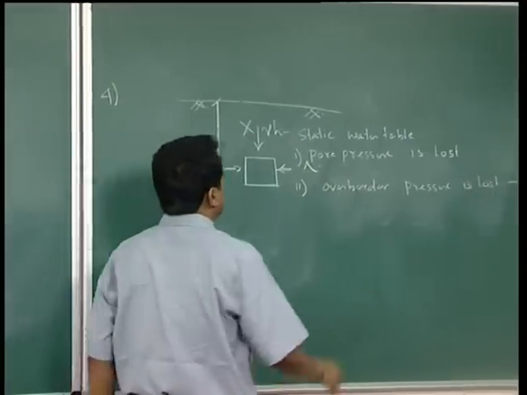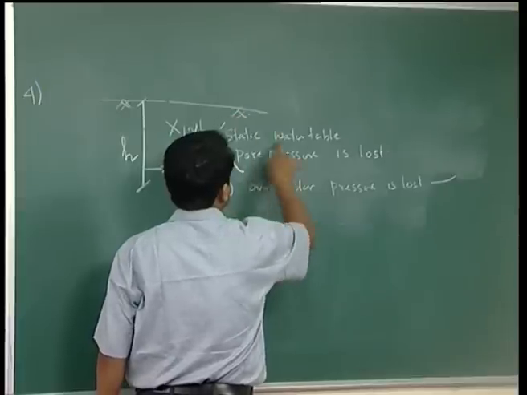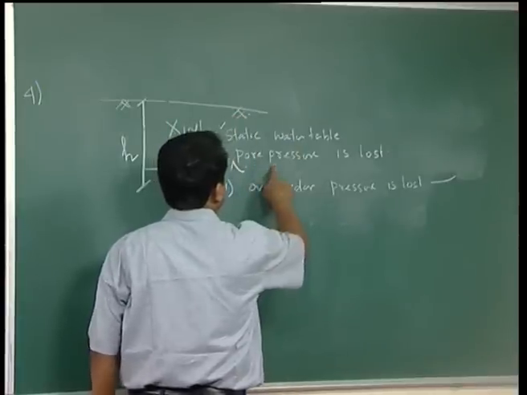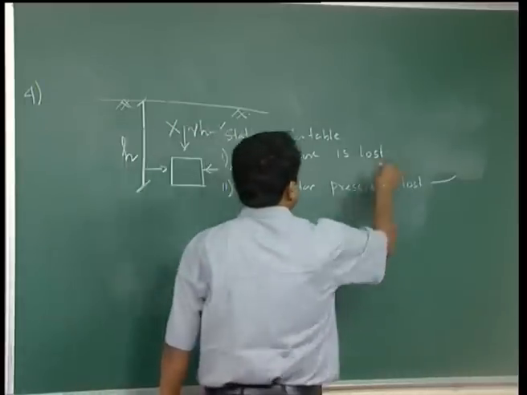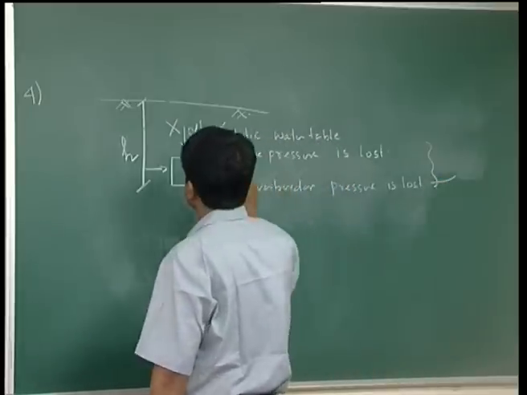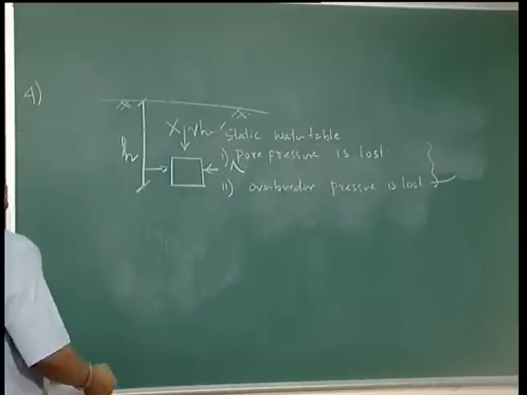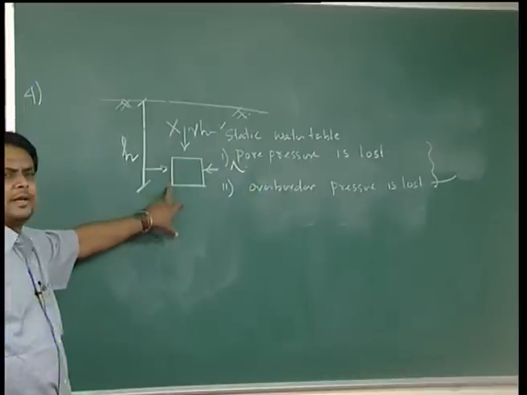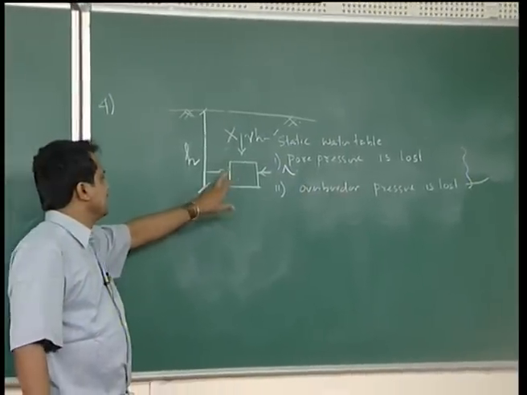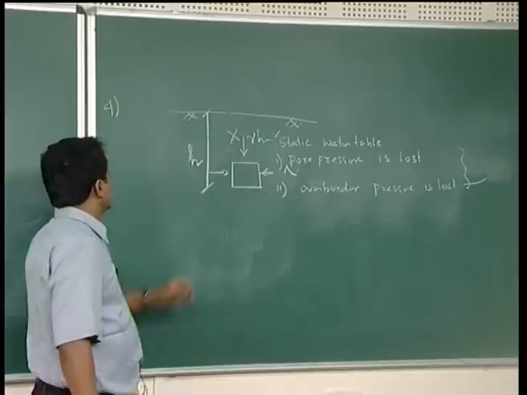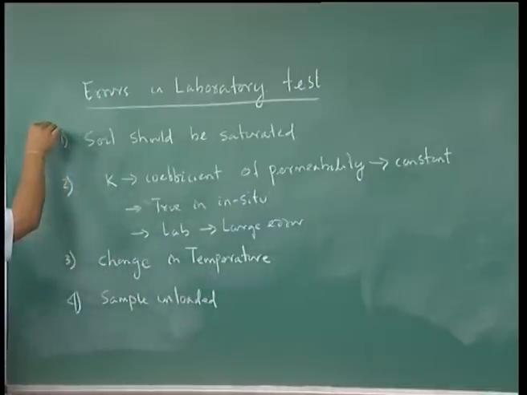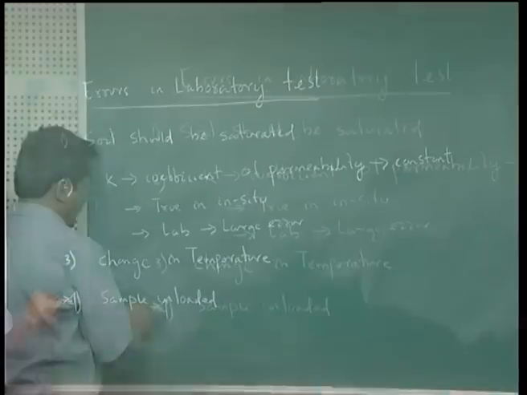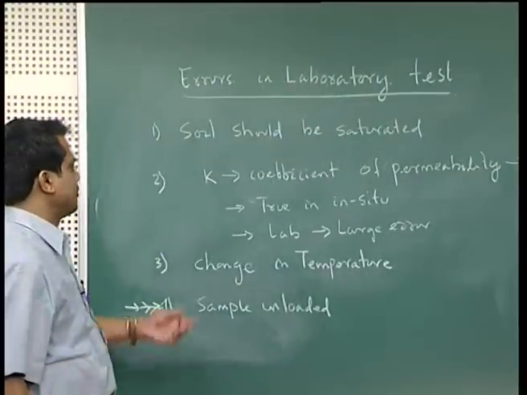Then the next question is, is there any static water table pore pressure? Yes, there is, and it will also be lost immediately. Both these will be lost. Moving from field to lab takes time, and that gives an error. So this is my first error. If I number them 1, 2, 3, 4, this is the most important part of the errors encountered in the laboratory test.